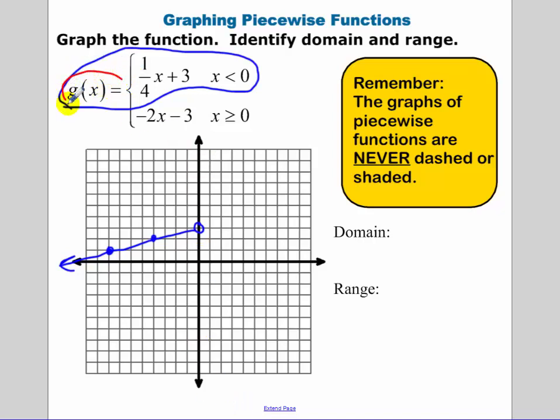Now, the bottom function, or -2x minus 3, for x is greater than or equal to 0. So I go to -3 because that's my y-intercept, and then I plot out my slope. Notice how I have a filled-in hole at -3, and I go down 2 and right 1 because I went negative, positive, plotting out our slope.